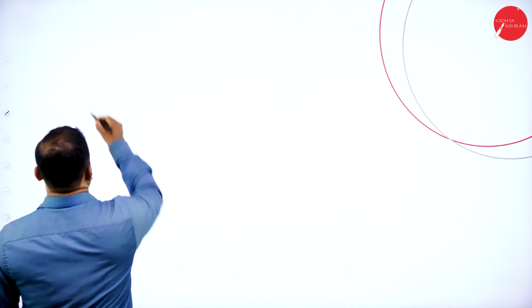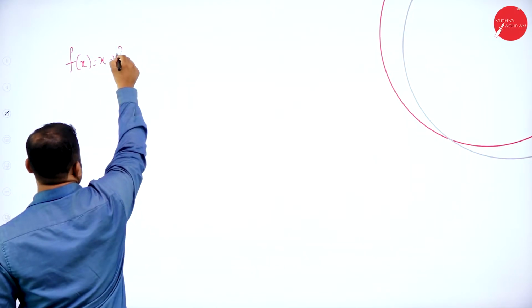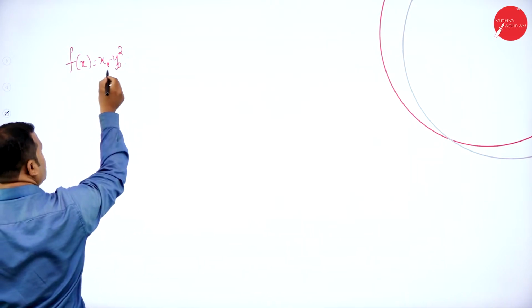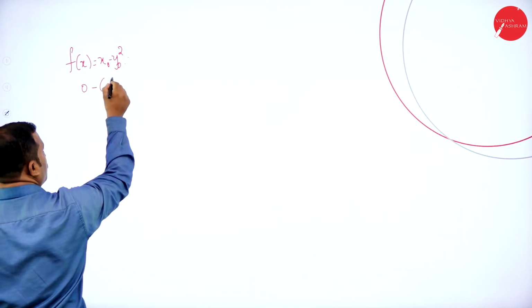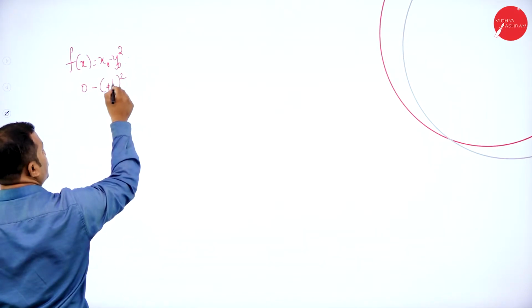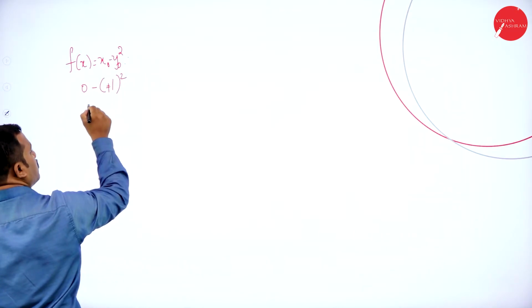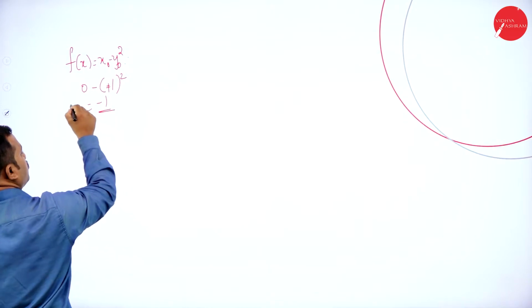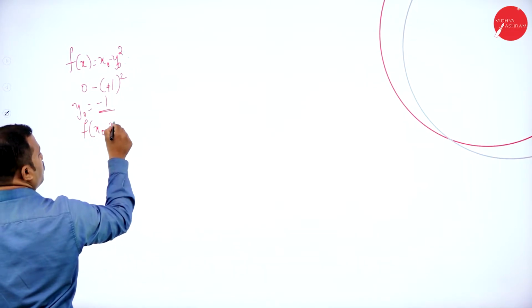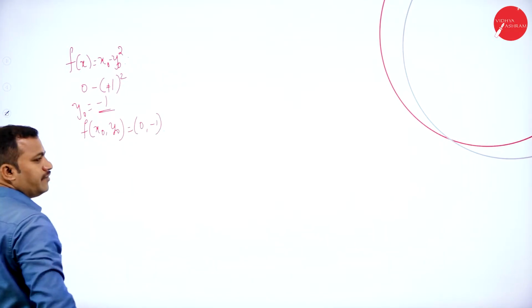f of x equal to x minus y square, where x0 and y0. x0 is what? That is 0. 0 minus of 1, that means minus 1 whole square. What is minus 1 whole square? 1 square means 1. That means it is equal to minus 1 itself. So f of x0 comma y0 is equal to 0 comma minus 1. This is the value we have found.